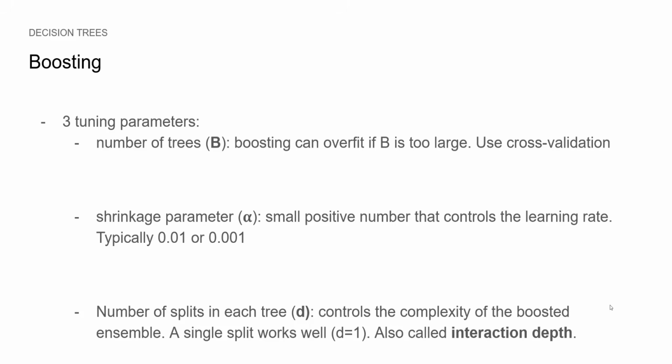The number of trees B, where if it is too large, then it will overfit. So use cross-validation to find the right number of trees. We have the shrinkage parameter, alpha, which is a small positive number that controls the learning rate. Typically, we set it to 0.01 or 0.001. And finally, we have the number of splits in each tree, which controls the complexity of the boosted ensemble. Typically, a single split works best. We also call that the interaction depth.